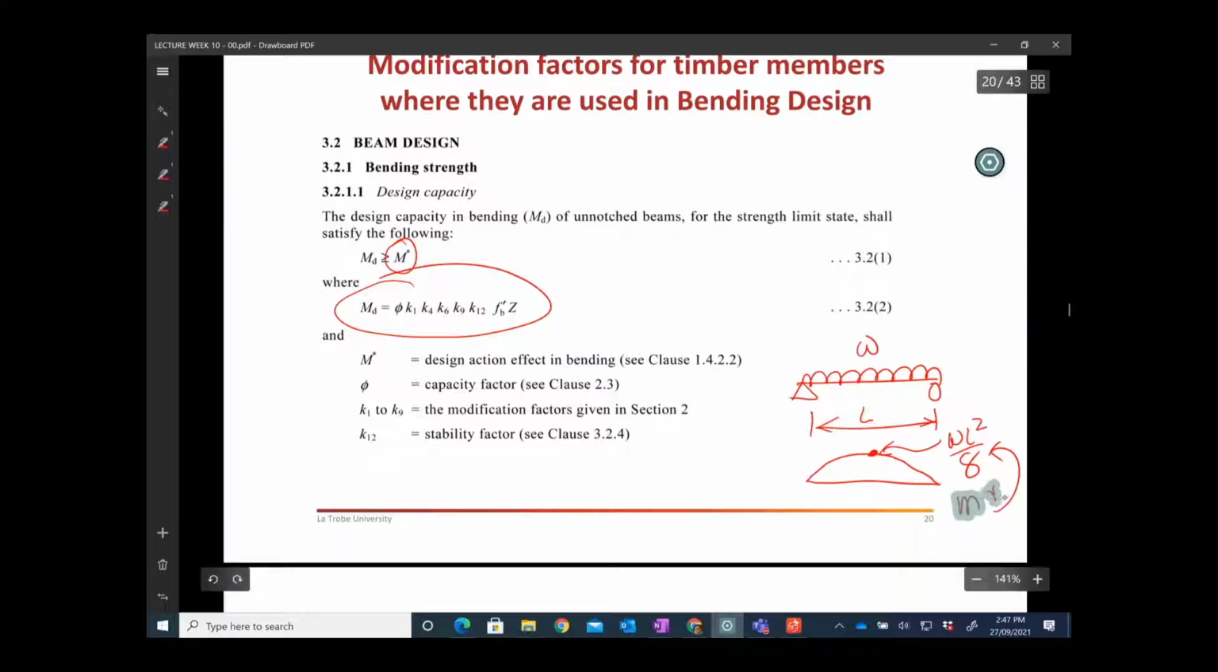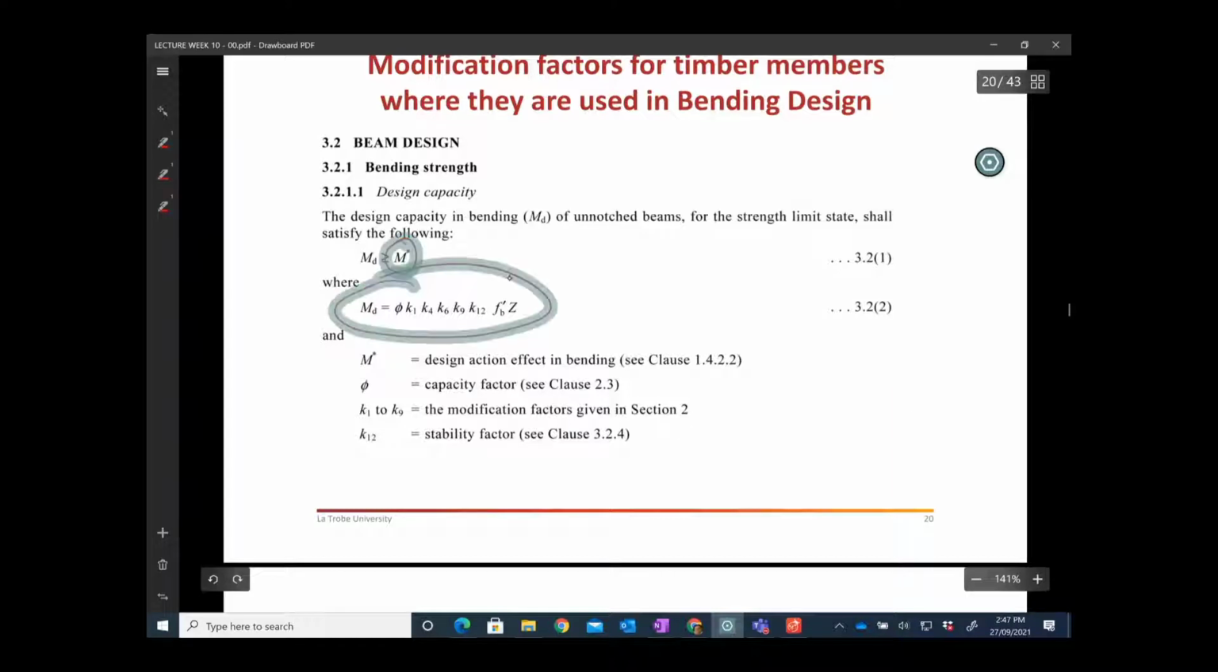So M star, no one has an issue, and we don't teach in this subject how to calculate M star, right? This goes way back to SD1. We give you the software, and either we give you the value or you can find it out using the software. So M star, we don't teach you that. M star is the design bending moment coming from the bending moment diagram.